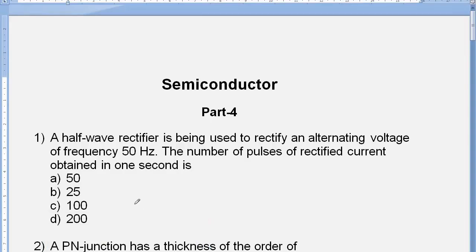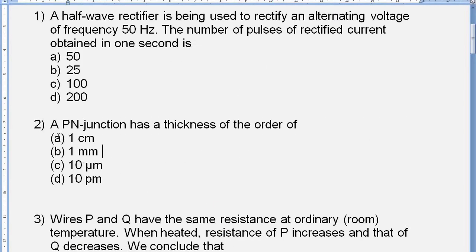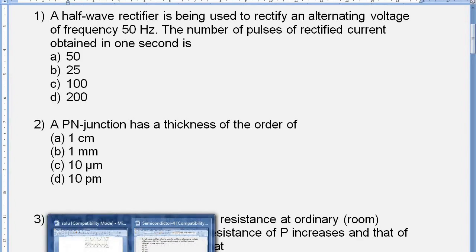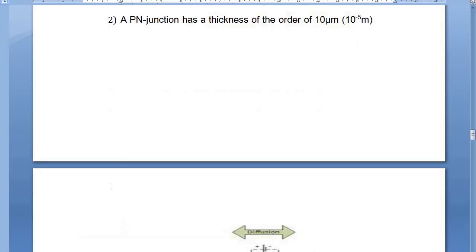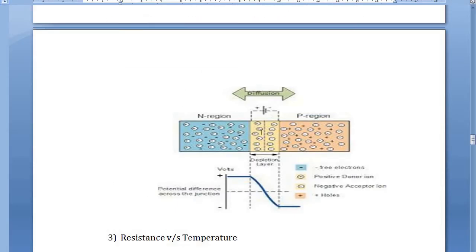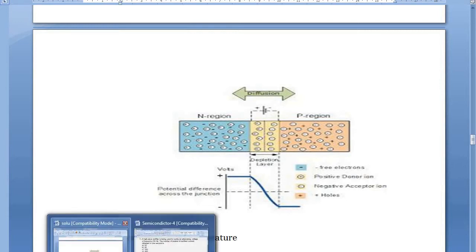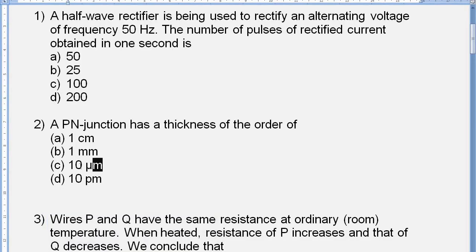The next question: a PN junction has a thickness of the order of. So this is the PN junction diode, and what is asked about is this layer. What is the size of this depletion layer, the size of the junction? It is in the range of 1 micrometer to 10 micrometer, so it is around 10 micrometer. The answer is 10 micrometer.